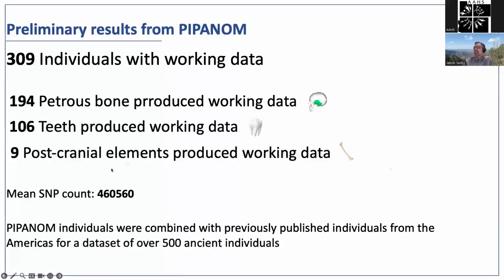Our mean SNP count for these 309 individuals is about 460,000. That's great. We can do genetic studies with fewer than 100,000 SNPs, but if we have 100,000, that's good. We can do everything we need to do with 100,000 SNPs. So 460,000 is great. And then, as I mentioned, we take these new data and combine them with previously published individuals, and so our working data set is over 500 ancient individuals for PIPANOM.